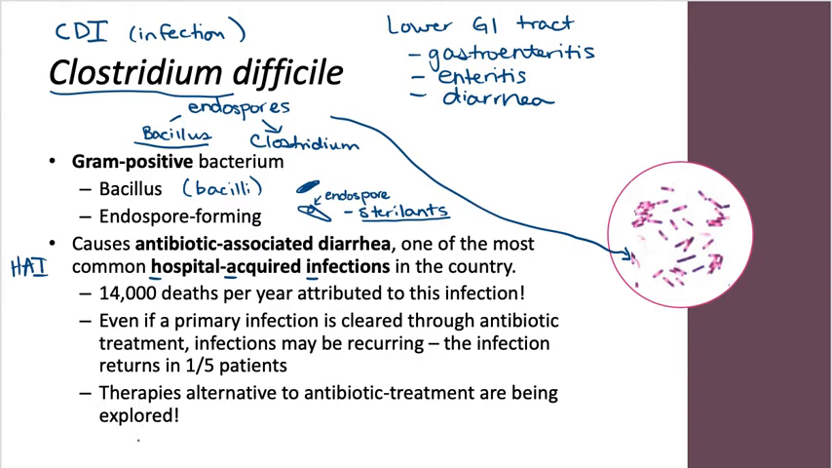There are 14,000 deaths per year attributed to C. diff infections. The CDC considers it an urgent threat. And even if infections are treated, they're often recurring. About 20% of individuals that have come down with a C. diff infection will get that infection again. So infections can be recurring in about 20% of the cases.